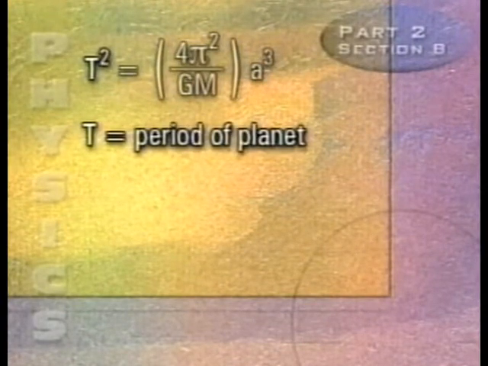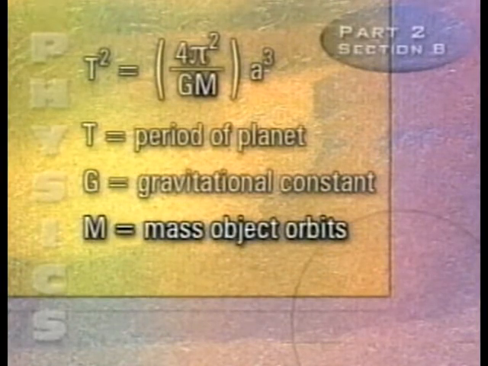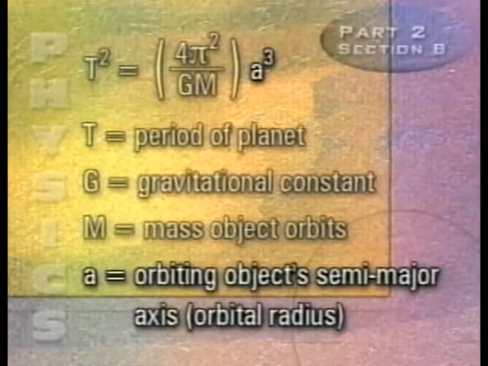For us, then, T squared equals 4 pi squared over G times M times a cubed, where T is the period of the planet, G is the gravitational constant, M is the mass about which the object orbits, and a is the orbiting object's semi-major axis, or its orbital radius. Got that? T squared equals 4 pi squared over GM times a cubed.